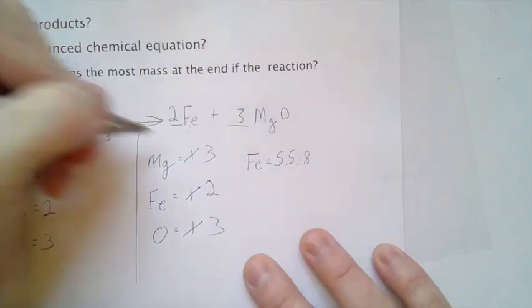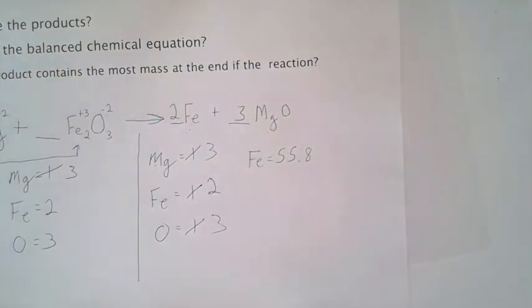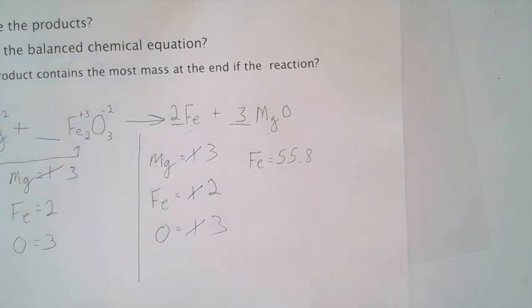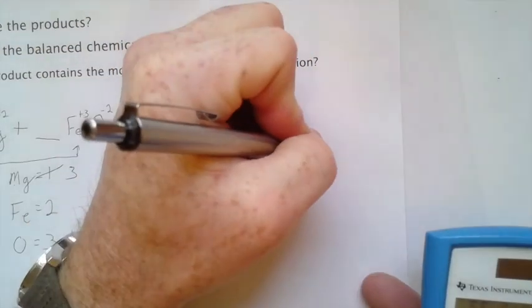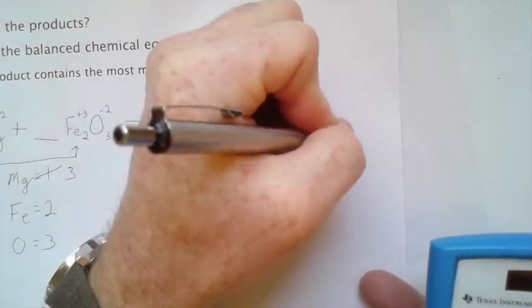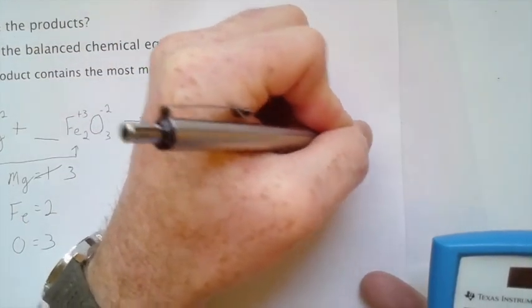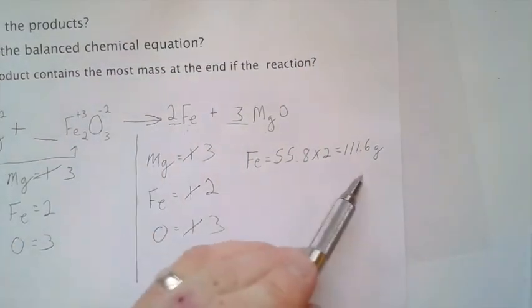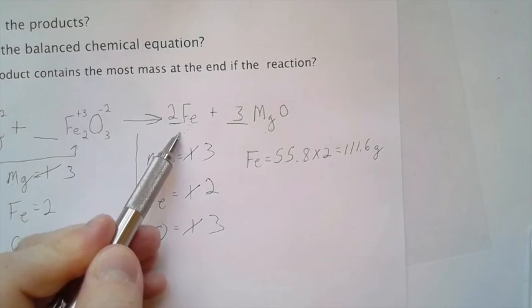55.8. If we take 55.8 and multiply it by the 2 moles of iron that we already have here, we're going to get 111.6 grams, which is equal to the 2 moles of iron. Is everybody catching on there?